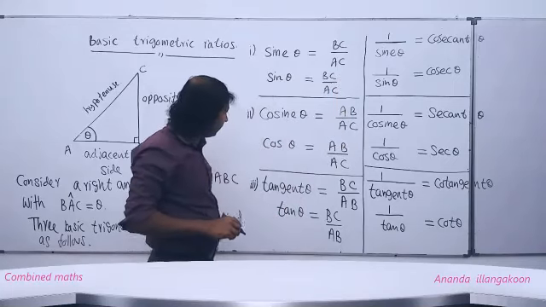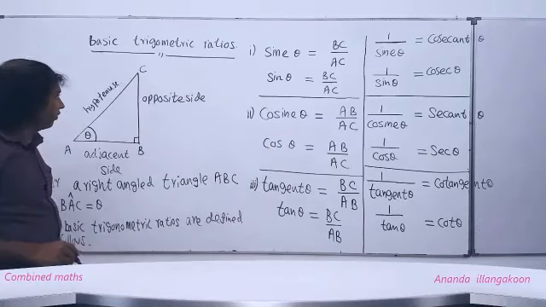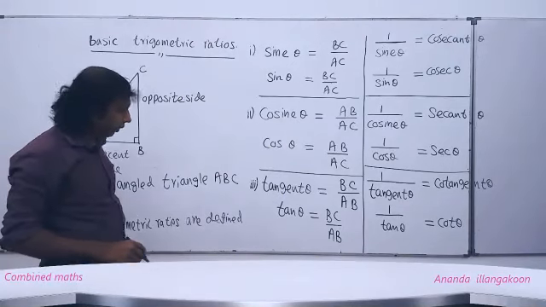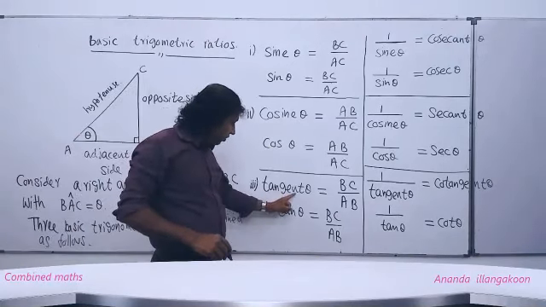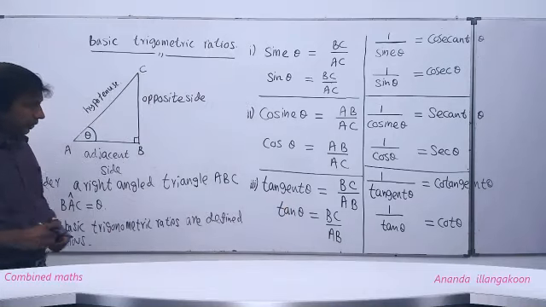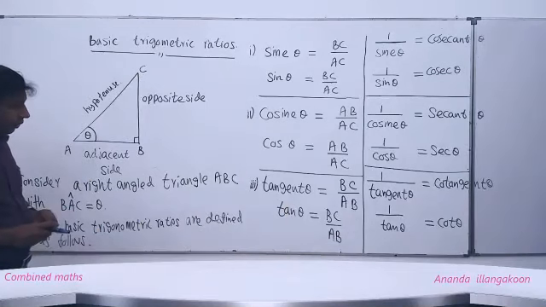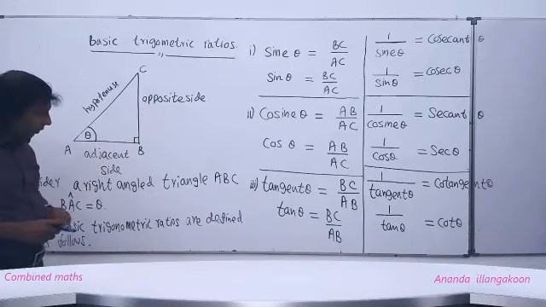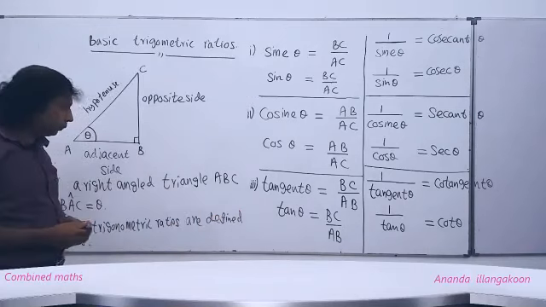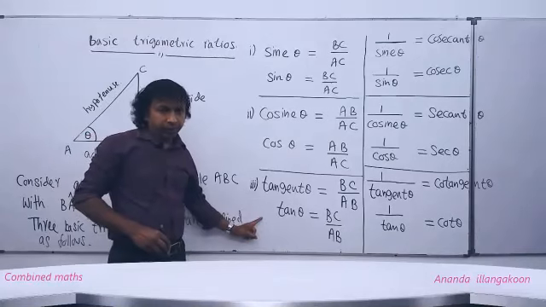Number 2, cosine theta. The full word is cosine theta, and we write cos theta. It is the adjacent side divided by the hypotenuse. Number 3, tangent theta. The full word is tangent, though we write it as tan theta. It is the opposite side divided by the adjacent side, that is, BC divided by AB. We have to stop here.